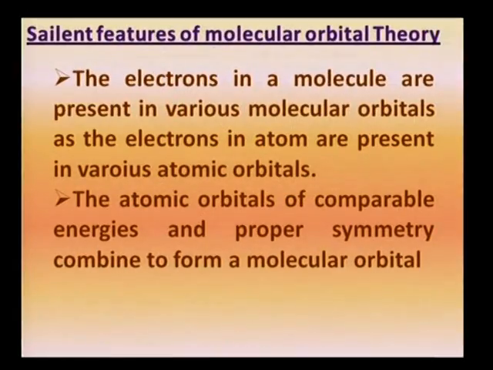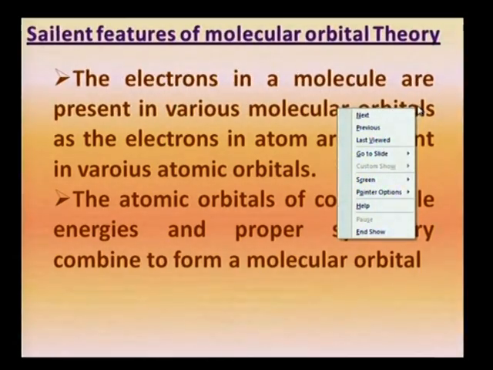So, the electrons in molecular orbitals are present in various atomic orbitals of comparable energies and proper symmetry, which combine to form a molecular orbital. The third salient feature of molecular orbital is the atomic orbital is influenced by one nucleus, whereas molecular orbital is influenced by two or more nuclei depending upon the number of atomic orbitals combined.